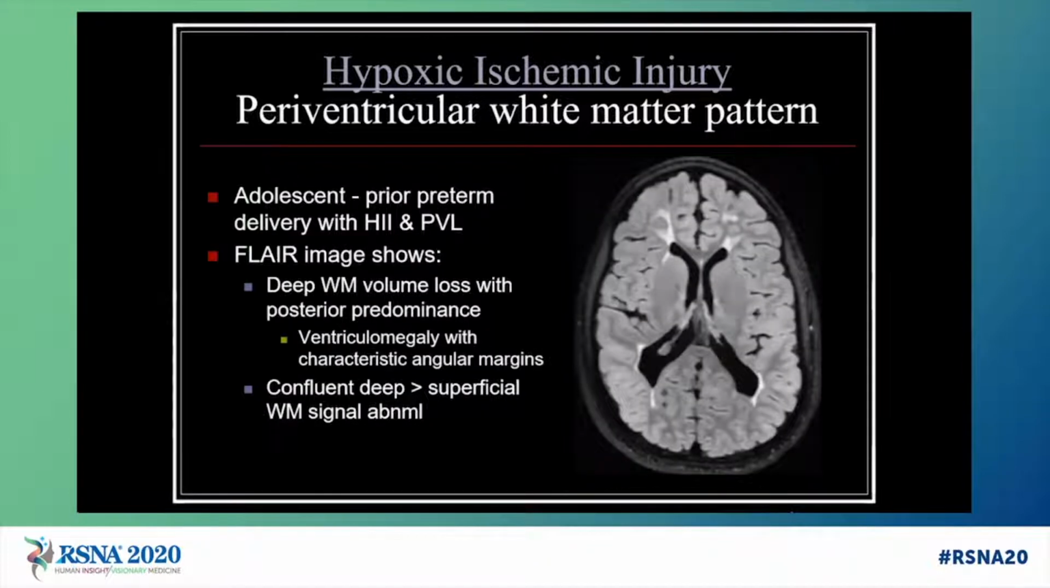Then here's an adolescent that has classic periventricular leukomalacia associated with a neonatal ischemic injury. So on FLAIR imaging, what we could see is deep hemispheric white matter volume loss with a posterior predominance. We have associated ventriculomegaly with characteristic angular margins. And then there are confluent areas of signal abnormality within the periventricular white matter.